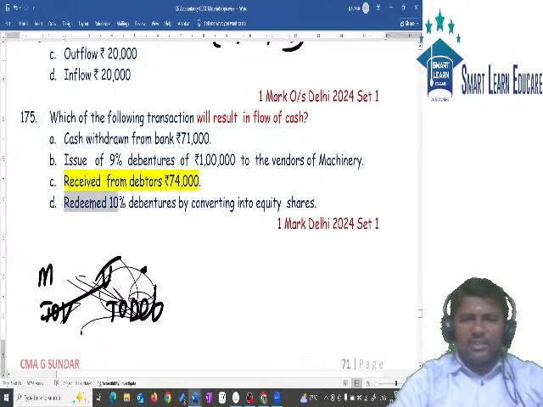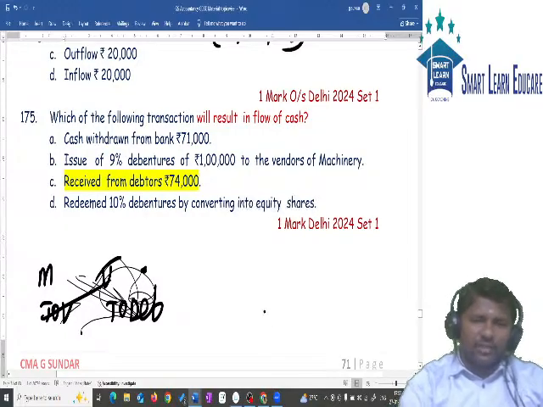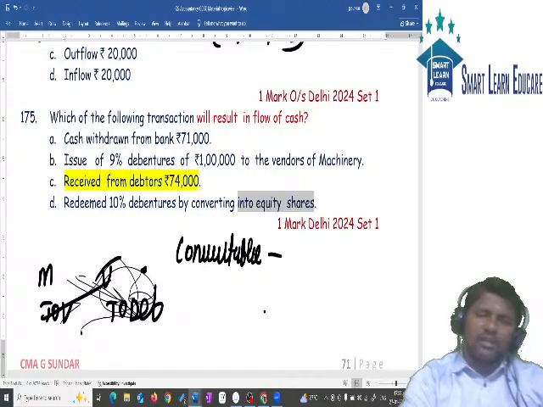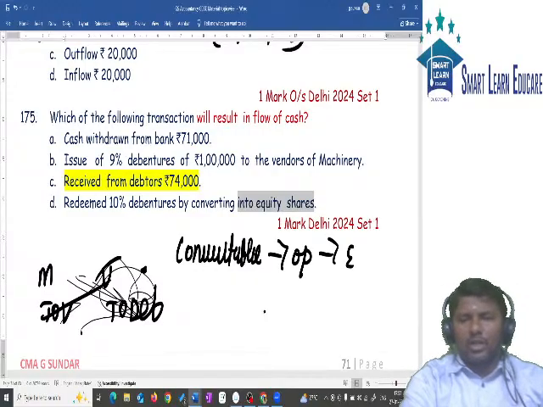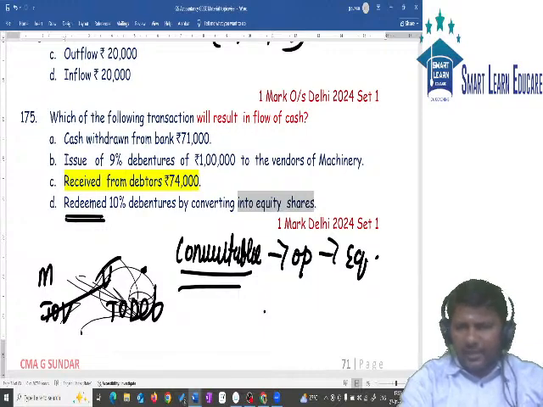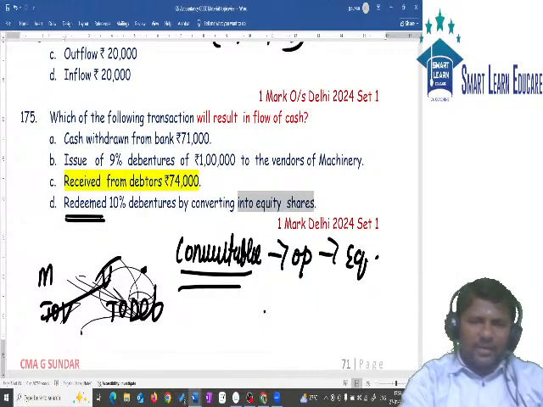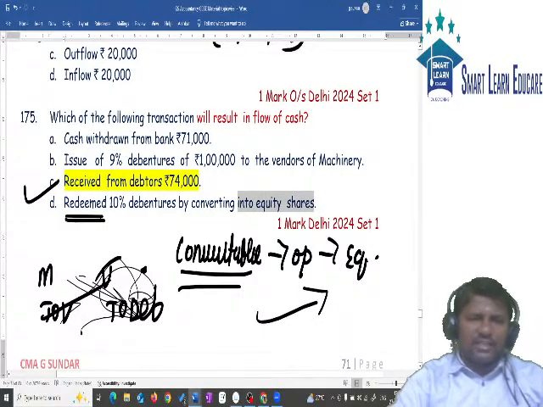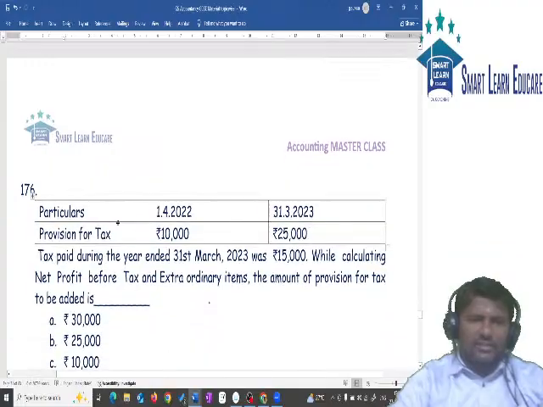Okay. Redemption means repayment. Repayment of debentures by converting them into what? Equity share. We have various types of debenture. One such type is convertible debenture. Debenture holders are given an option to convert it into equity shares. Such debenture we call convertible debenture. Here debentures are redeemed, meaning repaid, by converting them to equity shares. அப்போ then there is no cash flow. அப்போ answer cash flow இருக்கிறது option C தான் answer. So it is received from debtors.